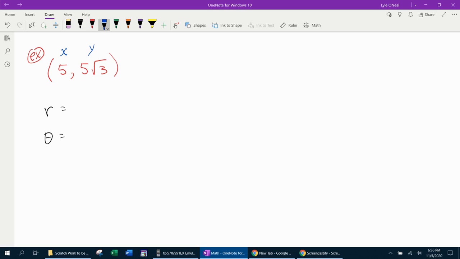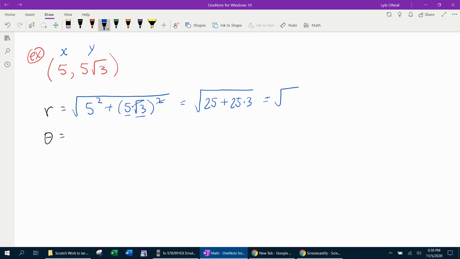And so if I do a little plug and play, that's going to be the square root of 5 squared plus 5 square root of 3 squared. And that's going to be, well, let's see, 5 squared is 25. And since here I've got two separate factors, each one of those is going to get squared. That's going to be 25 times 3, because the square and the square root cancel, gives me a 3. And what is that going to be? 25 and 75 is 100. Oh, cool. So our radius is going to be 10.